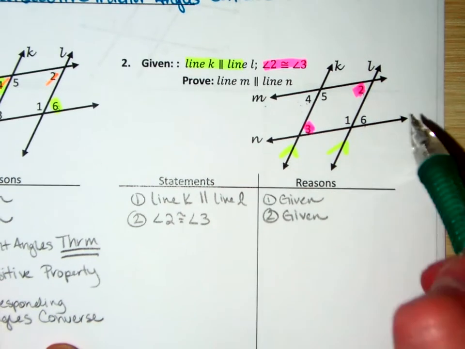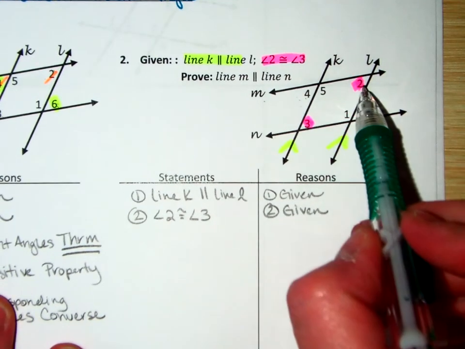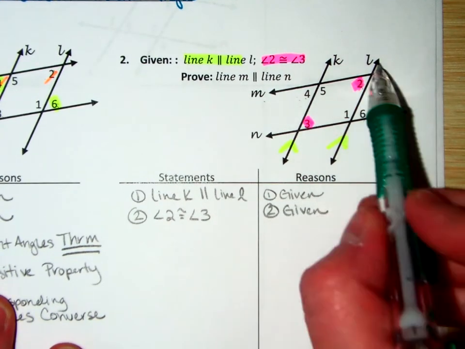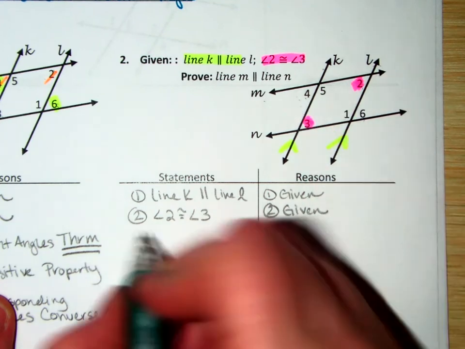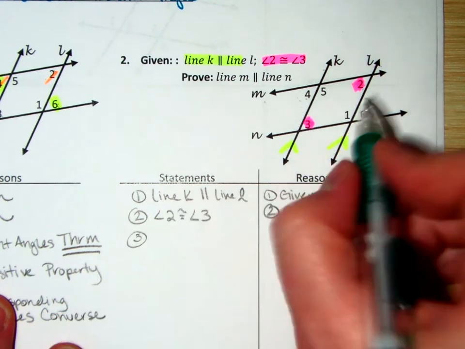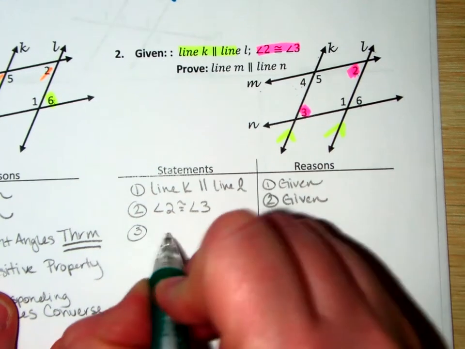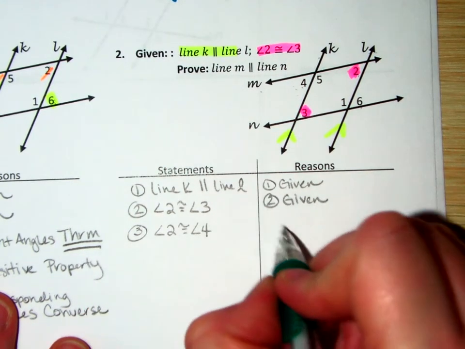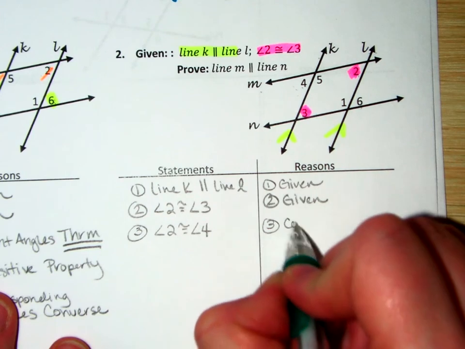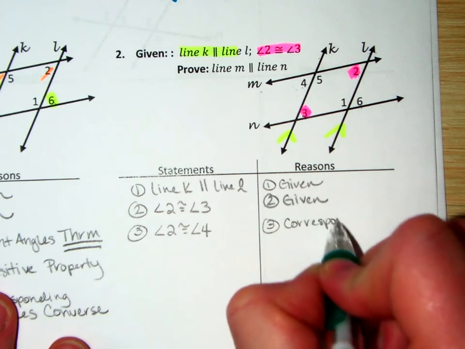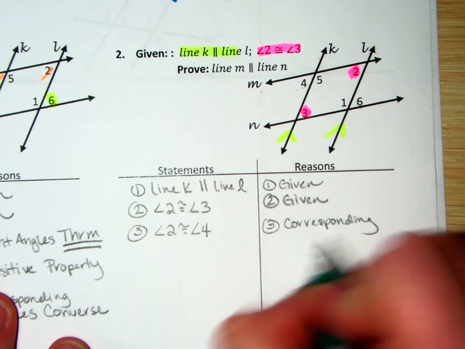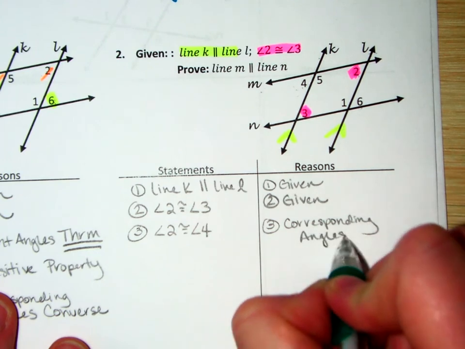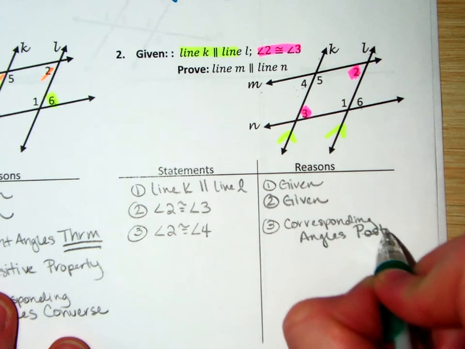What we're going to do now is, since this is my parallel lines, K and L are parallel, I'm going to use this transversal. I'm going to state that angle 2 and angle 4 are congruent. Angle 2 is congruent to angle 4. These are corresponding angles. By the way, this is a postulate based on our notes.